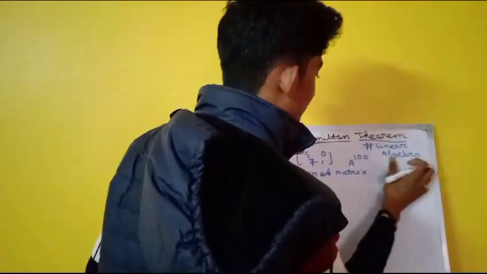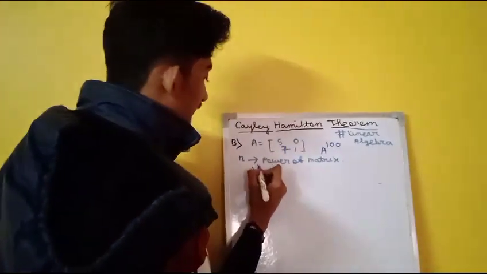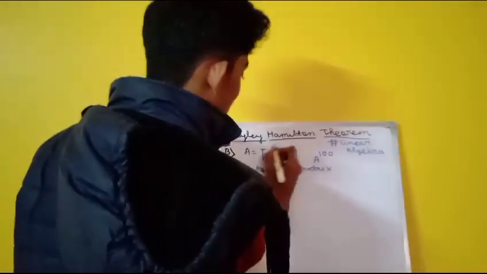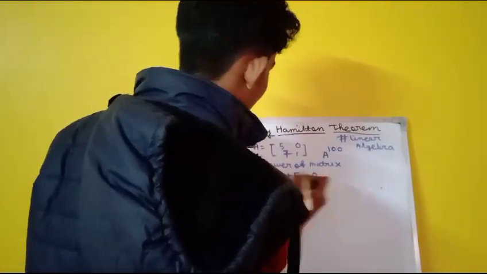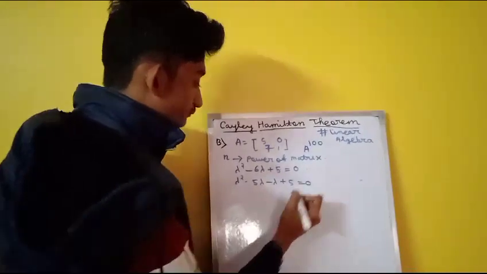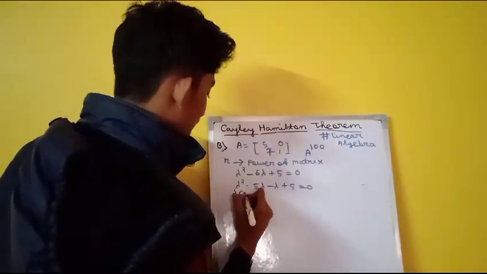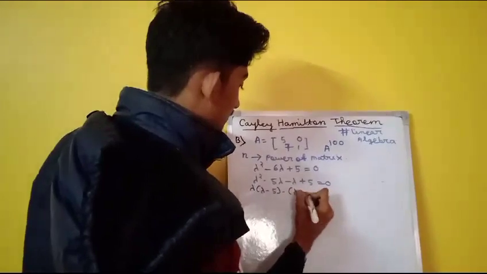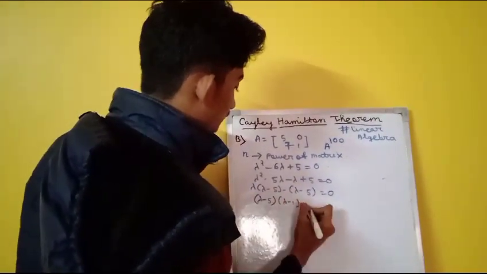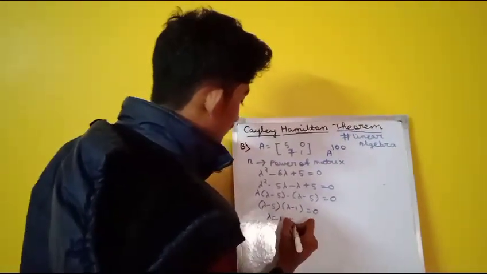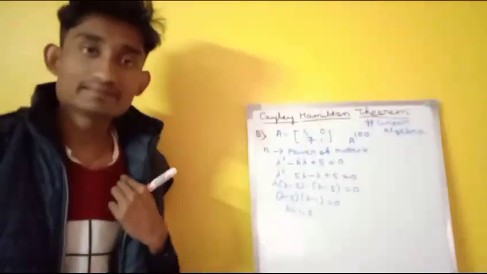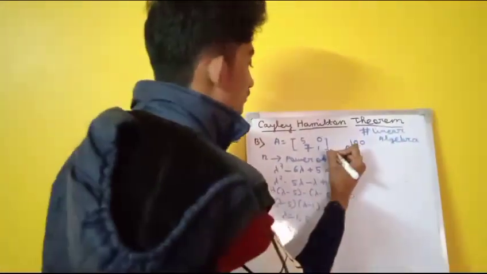The characteristic equation is lambda square minus trace of this matrix. The trace of the matrix is 6, so lambda square minus 6 lambda plus determinant, that is 5, equals 0. So lambda square minus 5 lambda minus lambda plus 5 equals 0. So lambda times lambda minus 5 minus lambda minus 5 equals 0, so lambda minus 5 multiplied by lambda minus 1 equals 0. So lambda equals 1 or lambda equals 5. Right? So 1 and 5 are the eigenvalues of this square matrix of order 2 cross 2.